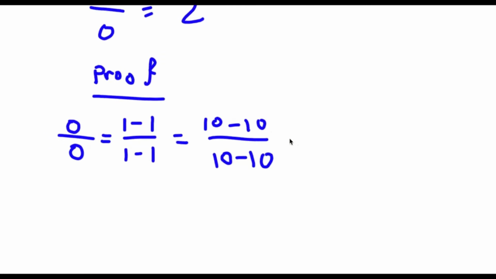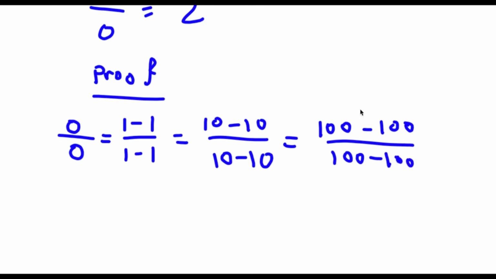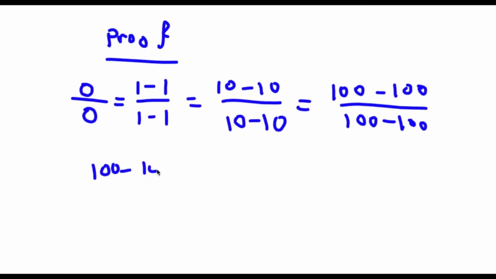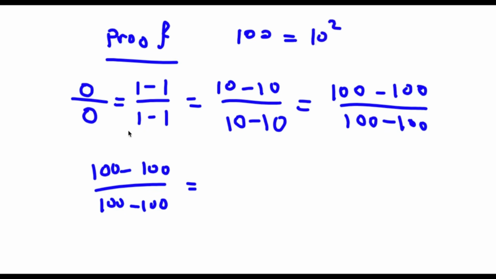And now this is the same thing as 100 minus 100 over 100 minus 100. So anything minus itself is equal to 0. So now 100 minus 100 over 100 minus 100, well, 100 is equal to 10 squared. So now for my numerator here, I'm going to switch 100 as 10 squared. So now I have 10 squared minus 10 squared.